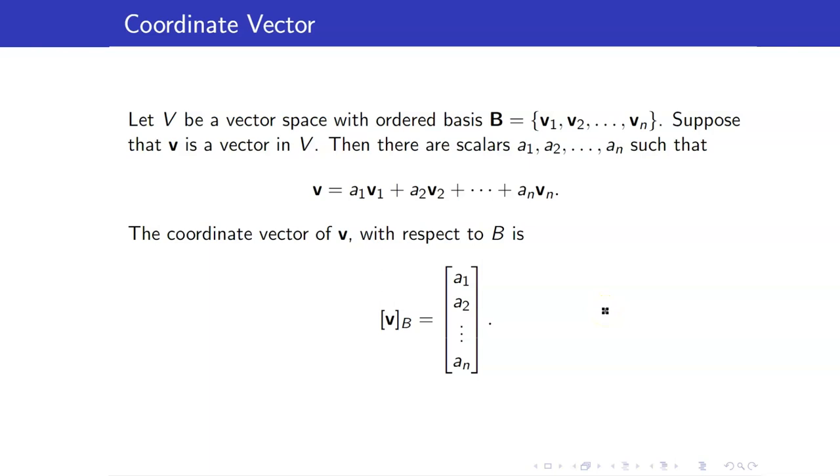Before we can answer that question, let us first recall coordinate vectors. Suppose that we have a vector space with ordered bases. Take note, this is important. It has to be ordered. And suppose that we have a vector V in our vector space V. Of course, since V is in V, it can be written as a linear combination of the elements in this ordered basis. And the coordinate vector of V with respect to this ordered basis B is just a column matrix wherein we are listing all the coefficients. A1 is the coefficient of V1, A2 is the coefficient of V2, and so on.